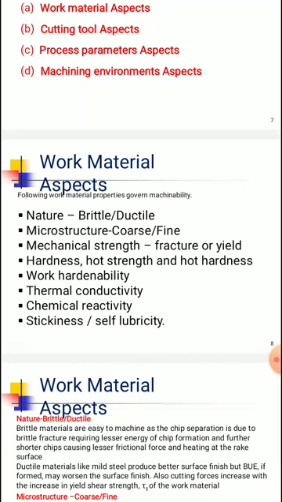So the following work material aspects govern the machinability. ठीक है, जो मटेरियल के डिफरेंट एस्पेक्ट्स हैं, वो किस तरह से, उसके बारे में हम अभी जानकारी लेते हैं. First thing is the nature, either it is brittle or ductile. मटेरियल का नेचर कैसा है? वो बहुत ज़्यादा ब्रिटल है, बहुत ज़्यादा हार्डनेस होने पर भी हमें ब्रिटलनेस आ जाता है उस मटेरियल में.